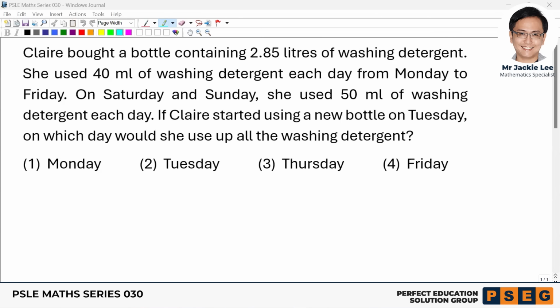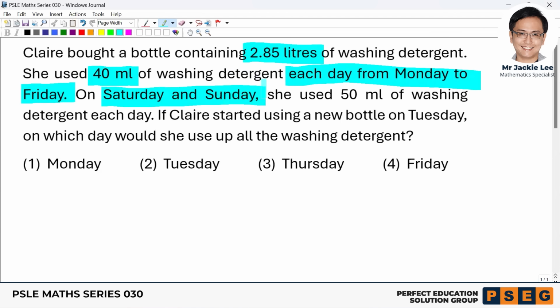Question: Claire bought a bottle of washing detergent. This has a volume of 2.5 liters. Then she used 40 ml each day from Monday to Friday. Then for the weekends, Saturday and Sunday, she used 50 ml on each day. So if she starts using the new bottle on one particular Tuesday, then on which day will she use up all the detergent? All right, so these are the options.